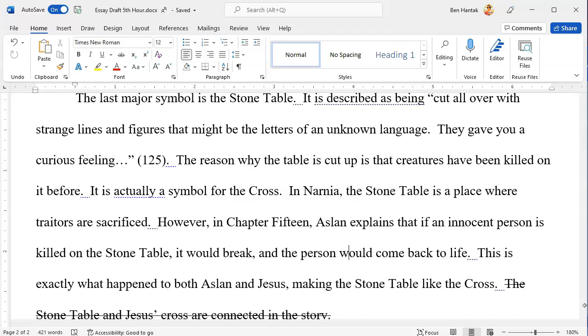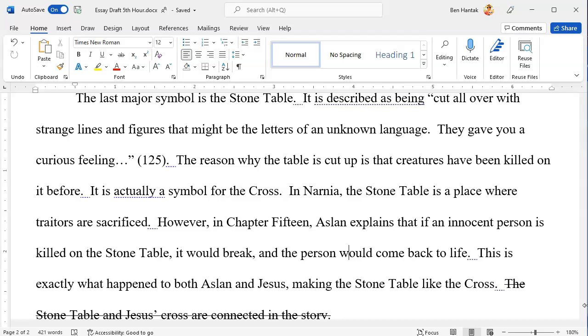The last major symbol is the stone table. It is described as being cut all over with strange lines and figures that might be the letters of an unknown language. They gave you a curious feeling. The reason why the table is cut up is that creatures have been killed on it before. It is actually a symbol for the cross. In Narnia, the stone table is a place where traitors are sacrificed. However, in chapter 15, Aslan explains that if an innocent person is killed on the stone table, it would break and the person would come back to life. This is exactly what happened to both Aslan and Jesus, making the stone table like the cross.